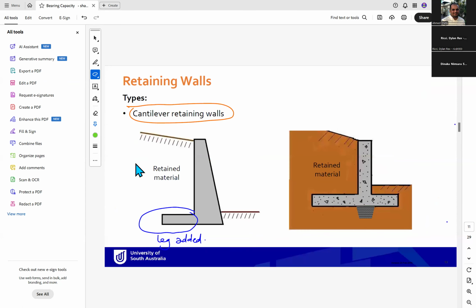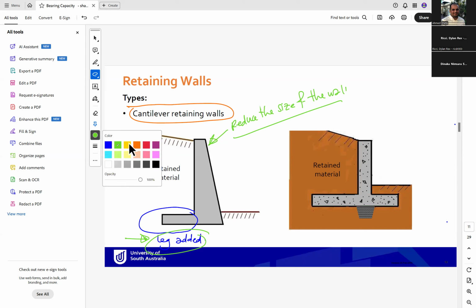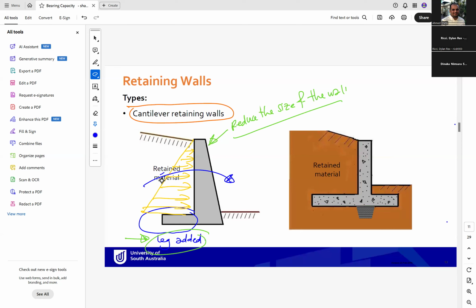Okay, but what is the difference in the cantilever retaining wall? The idea here is we reduce the weight or the size of the wall, but we add a leg to the wall. Okay, so what happened here? Same thing, we still have pressure from the soil acting here. So we have the pressure, and this pressure is causing the moment on the wall. So we have the soil moment.